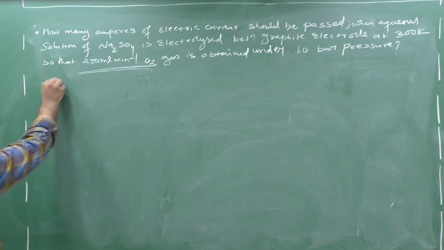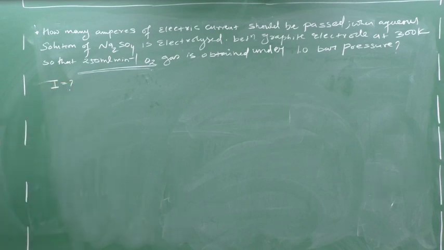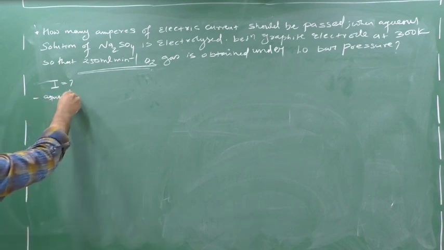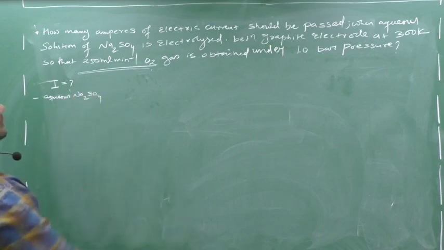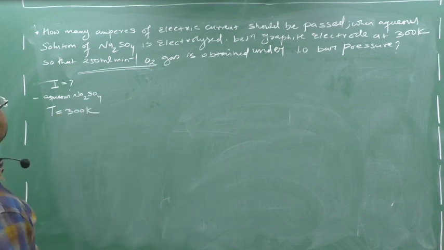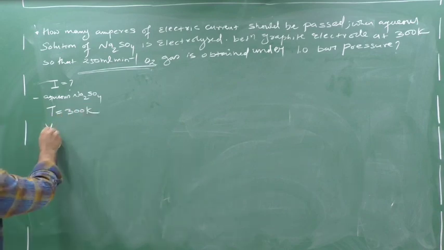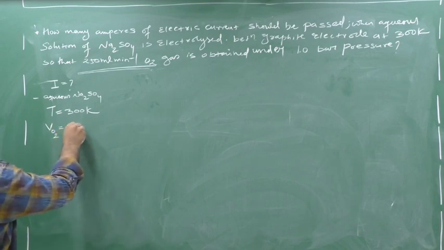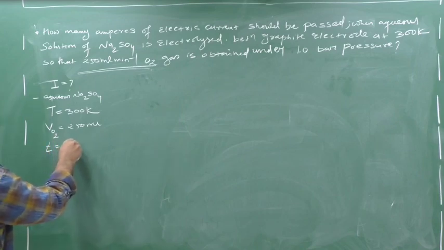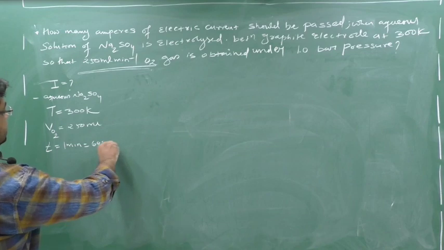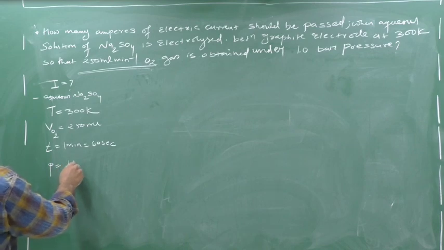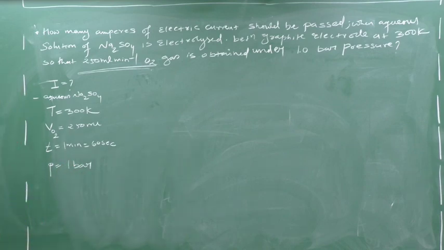Now see here, we'll solve the problem. How many amperes of electric current, which we have to find, should be passed when aqueous solution of Na2SO4 is electrolyzed at 300 Kelvin. The volume of O2 is given: 250 ml per minute. Per minute means time is given as 1 minute, that is 60 seconds. Clear? Because time is taken in seconds, under 1 bar pressure. So now how to find this?